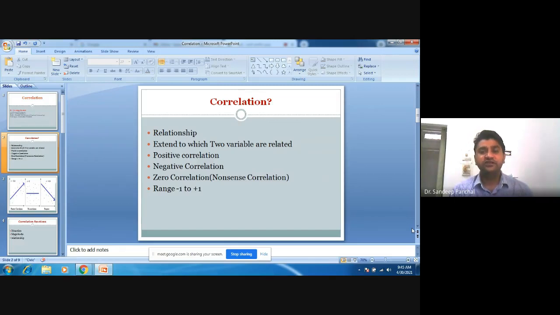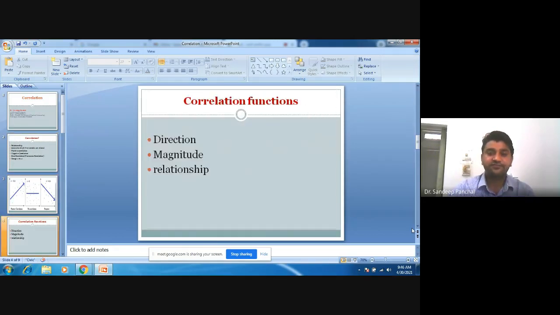Coefficient means we are talking about the extent of that relationship. Coefficient is the extent. Correlation means the relationship between two variables and the extent of that relationship. So in this way, we are using the term correlation coefficient.